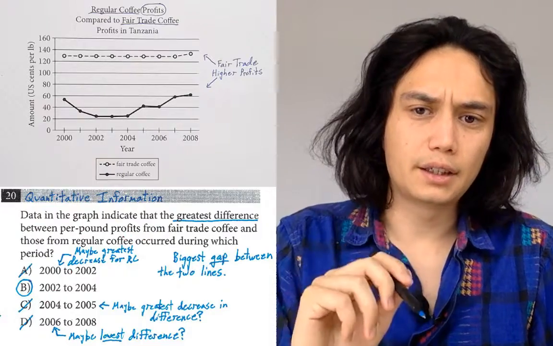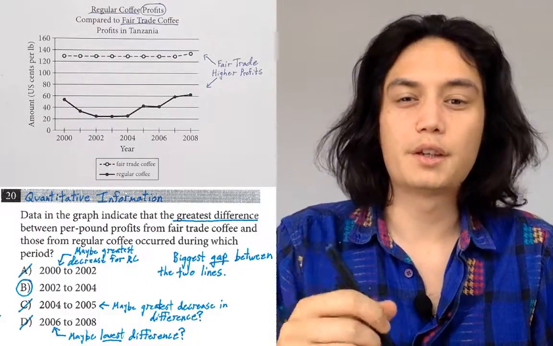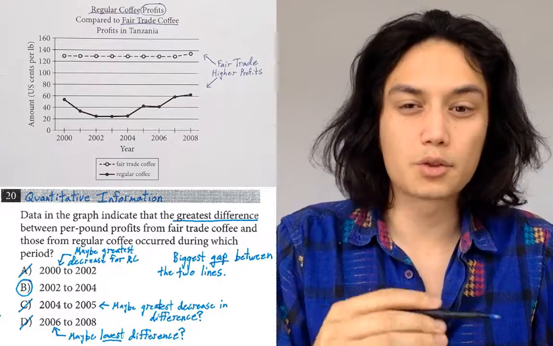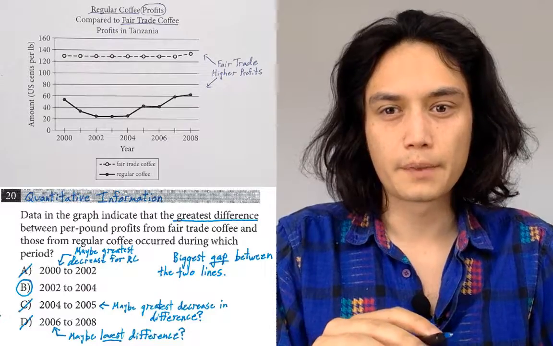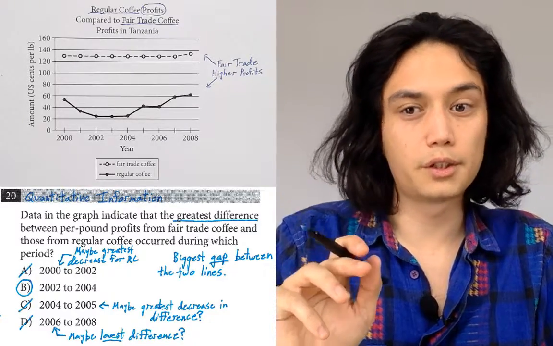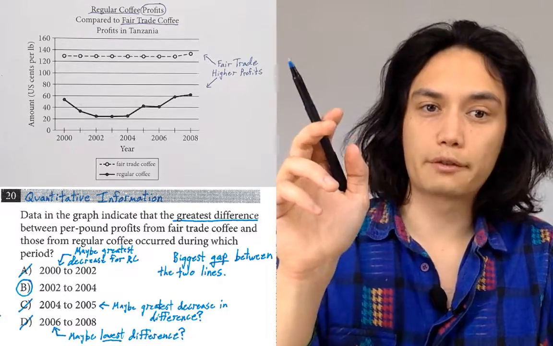Data in the graph indicate that the greatest difference between per pound profits from fair trade coffee and those from regular coffee occurred during which period? Alright, this is a quantitative information question. It makes reference to the graph. And we're going to answer this question based on the graph.